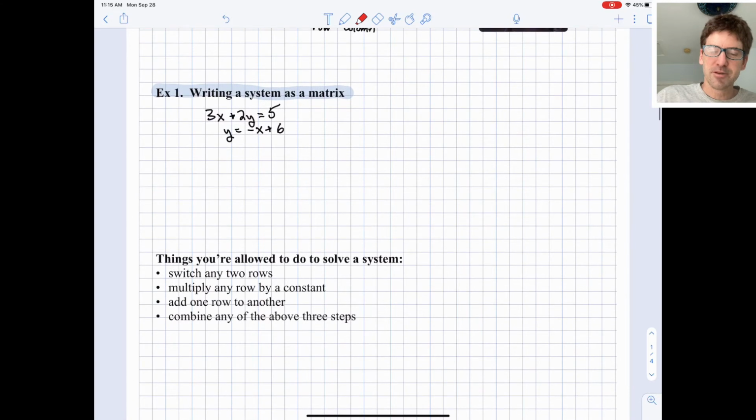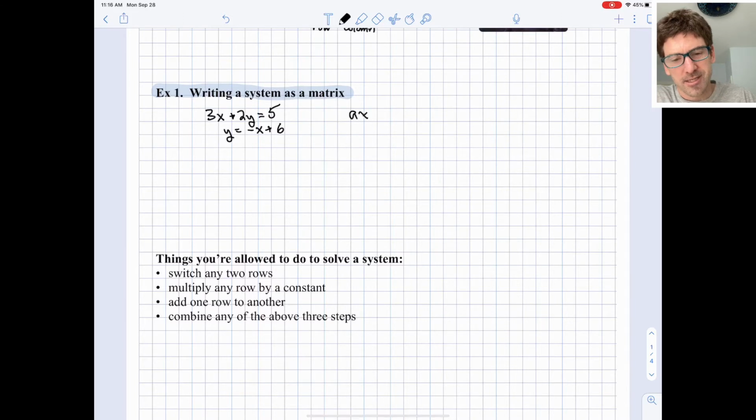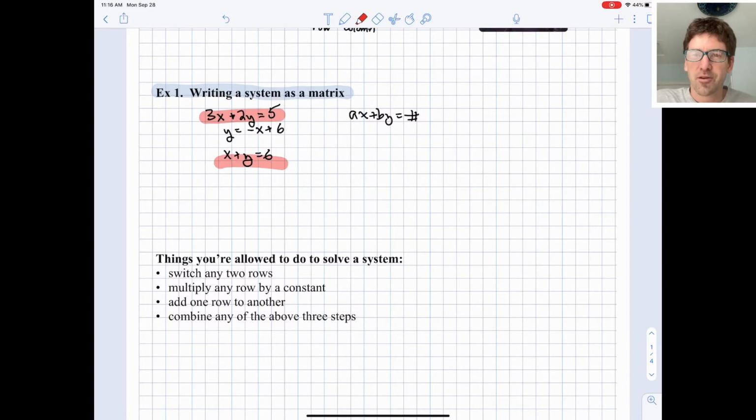We can write a system of equations as a matrix and use that to help us be a little bit more efficient in solving these systems. Okay, and the way we do that is like so. We want our equations to look like this: ax plus by equal a number. Okay, it looks like my first equation here is set up in that form, but my second equation is not. So I'm going to turn my second equation by adding x to both sides. I'm going to turn that into x plus y equals 6. So now we have a system of 2 equations, both in the correct form.